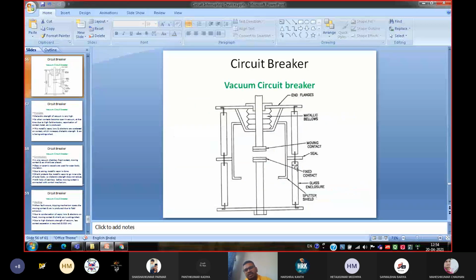So if we see the vacuum circuit breaker, this is the arc shield. Here is the arc shield. Arc shield is provided, and inside the arc shield we have this fixed contact. The lower contact is the fixed contact and the upper contact is the moving contact. So we can say that in one vacuum chamber we have an arc shield, and in this arc shield we have provided a fixed contact and a moving contact.